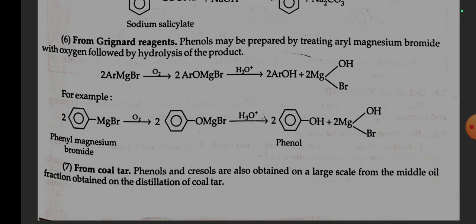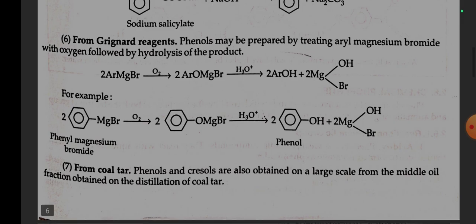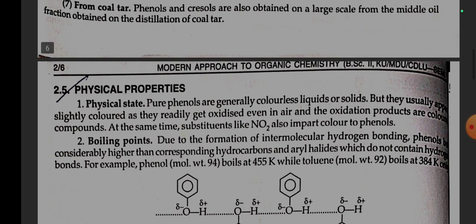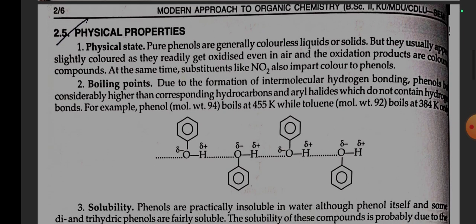2ArMgBr on adding O2 gives 2ArOMgBr; on adding H2O/H+ gives 2ArOH plus 2Mg(OH)Br. From coal tar, phenols and creosotes are also obtained on a large scale from the middle oil fraction obtained on the distillation of coal tar.